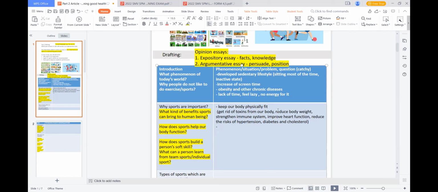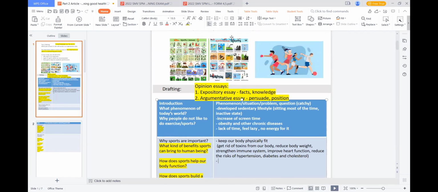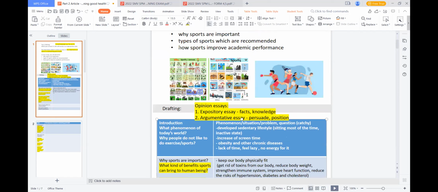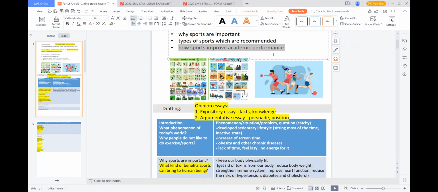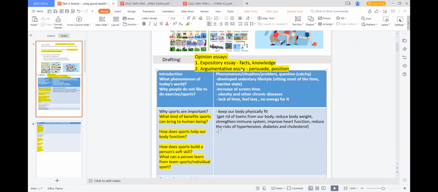Oh, cope with stress, 可能我们可以去到下面, because we talk about how sports improve academic performance, 我们可以放在下面好不好? Okay, 可以, 先可以 reduce stress. Reduce and cope, 一样。你可以 cope with stress, reduce stress and tensions in individual, 可以啊。Okay, because we have a lot 这些, so 我们要选择性的写啊。Maybe we can selectively write.